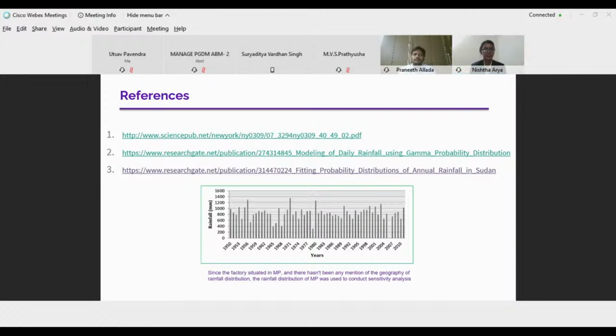So you have done this reference and all. What is your take on which method is best to predict that rainfall?